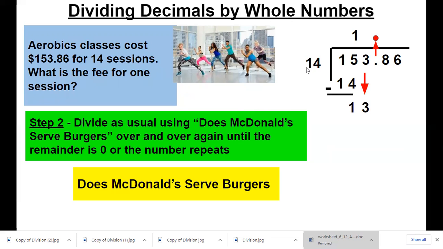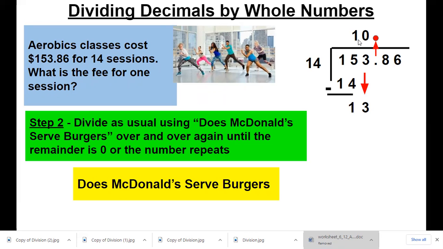Divide. Ooh, be careful on this one. Will 14 divide into 13? No, because 14 is bigger than 13. So we have to put a 0 up there. Don't get messed up with that. We can't just bring down the next number. We have to put a 0. So 14 goes into 13 0 times.